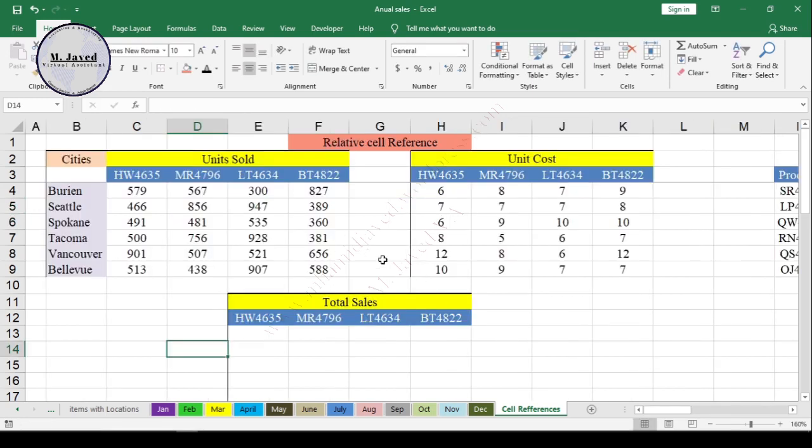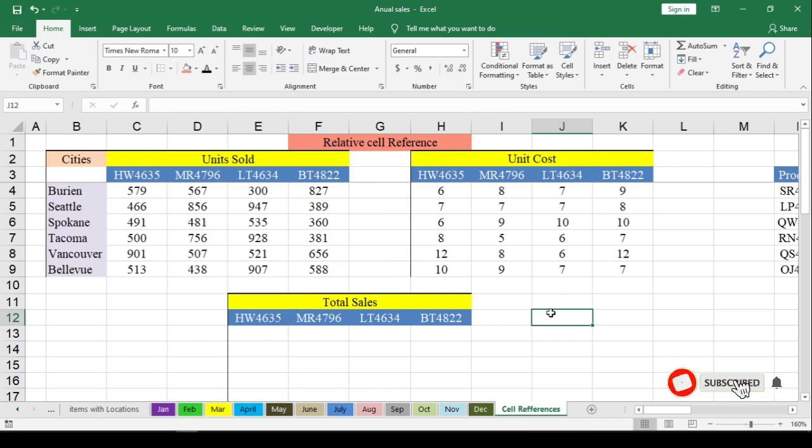Well, you can't write a formula properly if you don't know the very basic rule of referencing a cell. There are three cell references that we use while writing a formula accurately. They are relative, absolute, and mixed. I will discuss all three one by one.